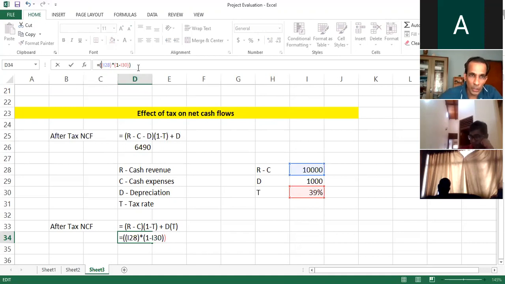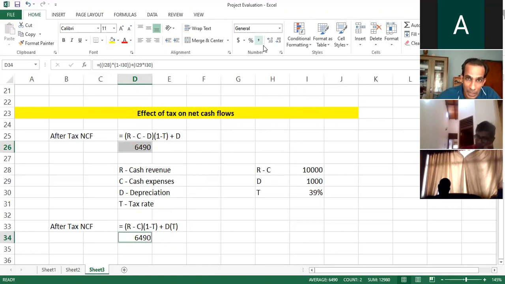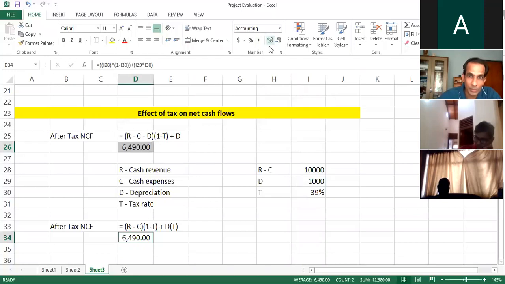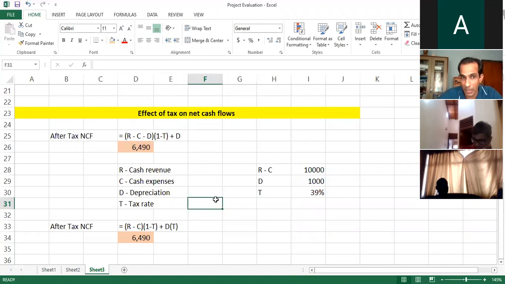Then what we need to do is add the tax benefit on depreciation. The depreciation is given, the tax rate is given. When you calculate this way, what is the answer? Same answer. You should get the same answer, because the purpose of adjusting depreciation here is to adjust the tax benefit. So that's what you identify here. These are the two methods that you can adjust tax, these are the effects of tax.